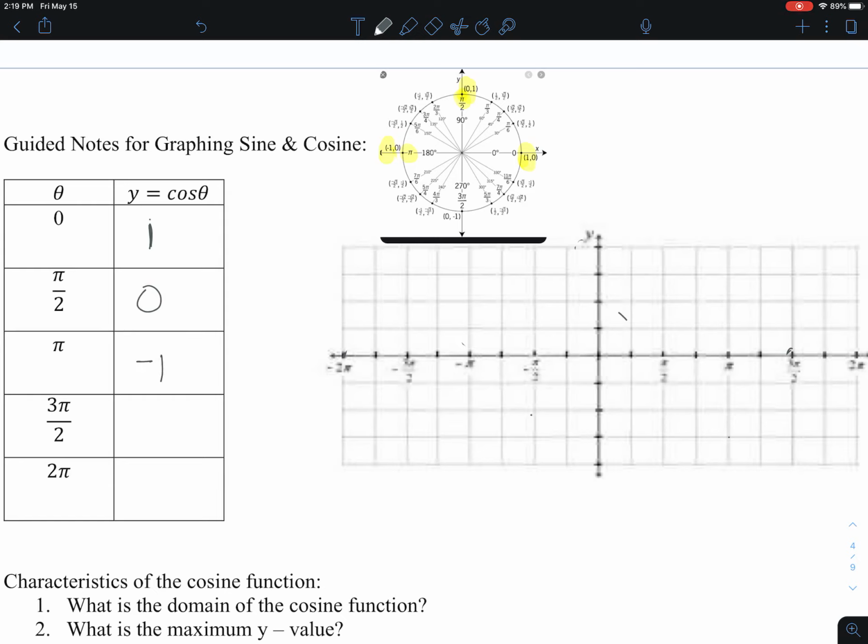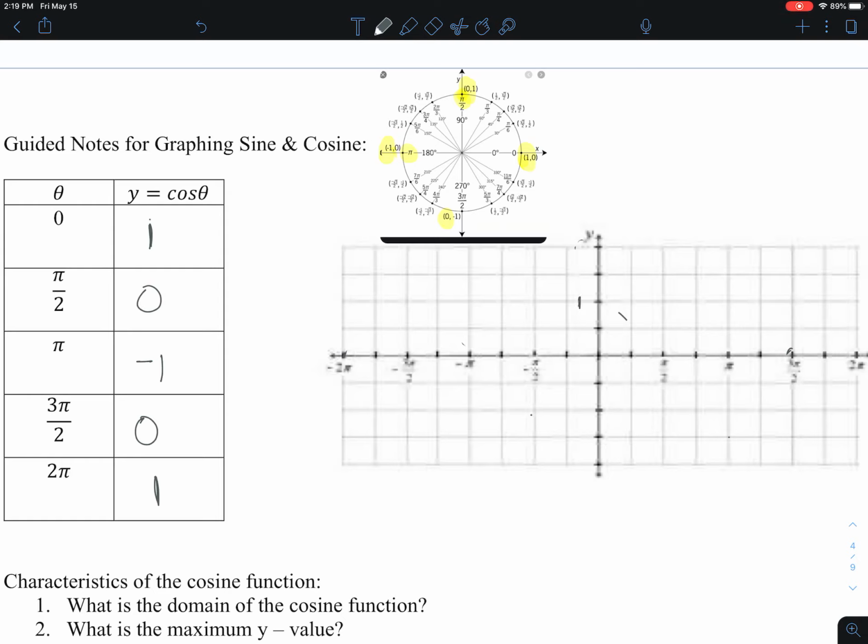And the cosine of 3 pi over 2. Now you should start to see a pattern from yesterday. So the cosine of 3 pi over 2 is going to be 0. And then the cosine of 2 pi, we're back at 0, so that's going to be 1. So when I graph this, cosine looks slightly different than sine.